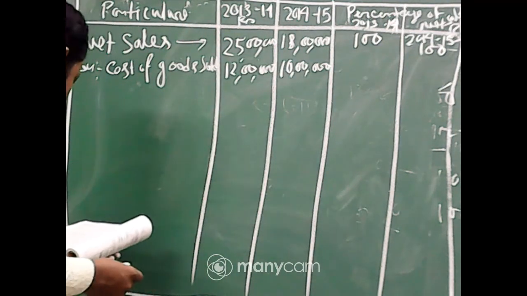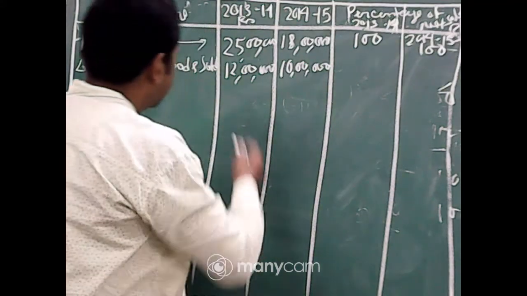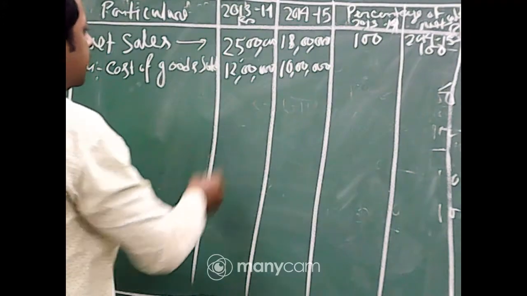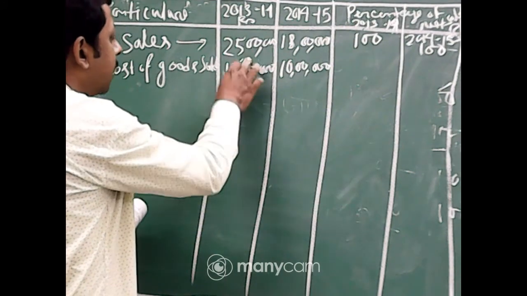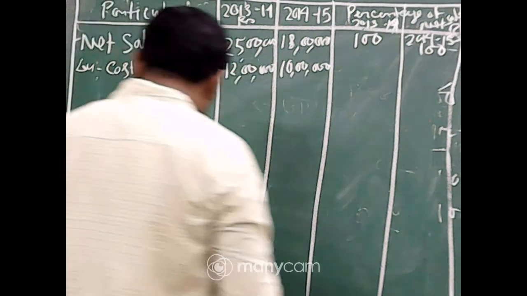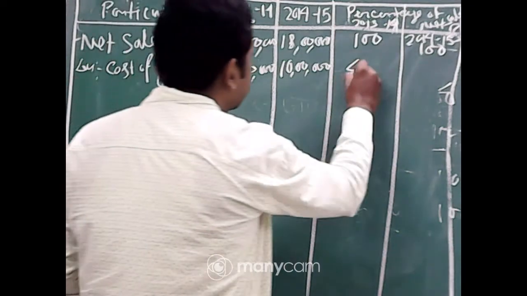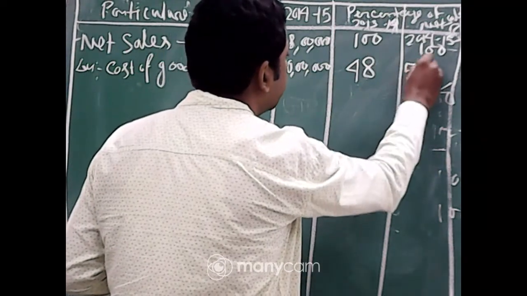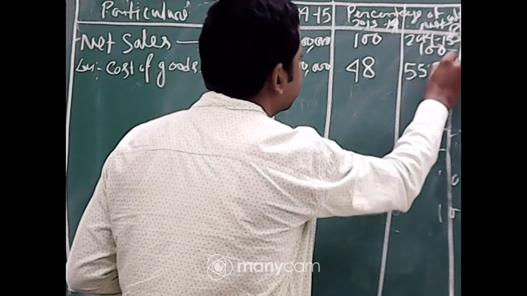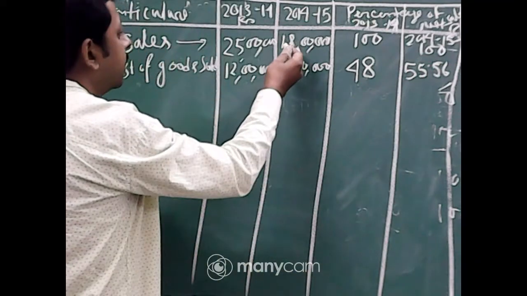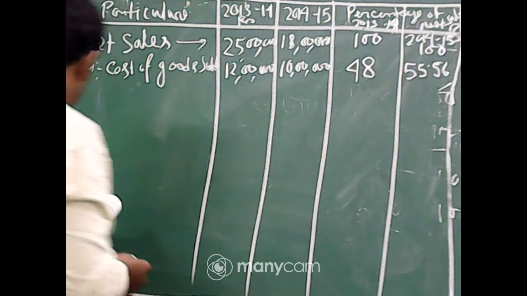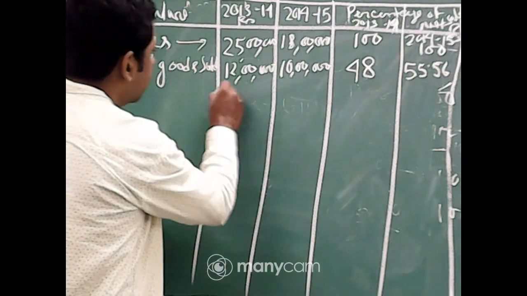Now cost of goods sold. Cost of goods sold percentage 2013-14. What is the percentage? Now 12 lakh divided by 25 lakh into 100. Now this is 48% and this is 55.56. This is 10 lakh divided by 18 lakh.